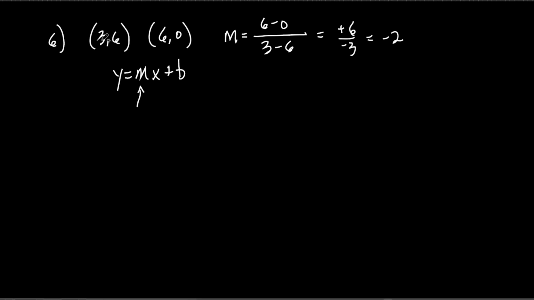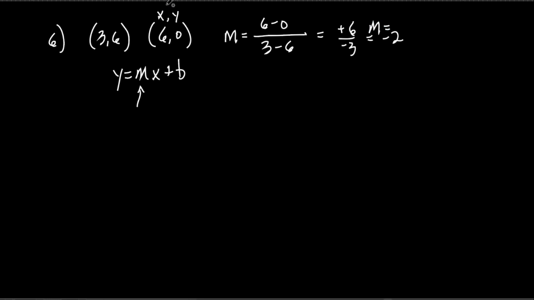So what point do you want to use? Do you want to use 3, 6, or do you want to use 6, 0? Yeah, I think 6, 0 might be a little bit easier. Okay? But again, it does not matter. That's my x, that's my y. This is my m right there. So just like the last problem, we're going to throw that into this.